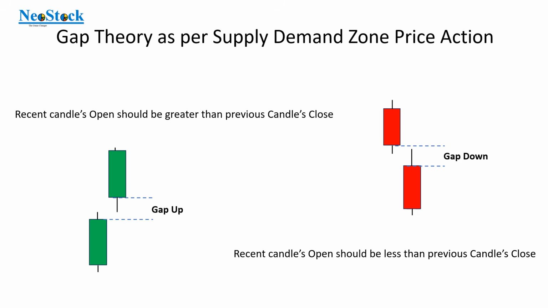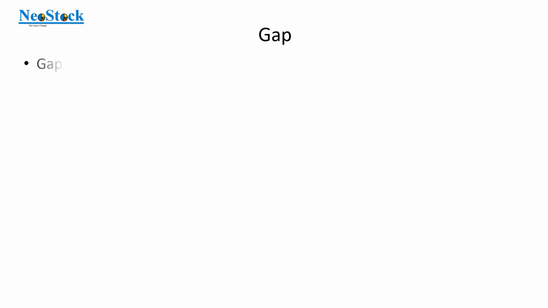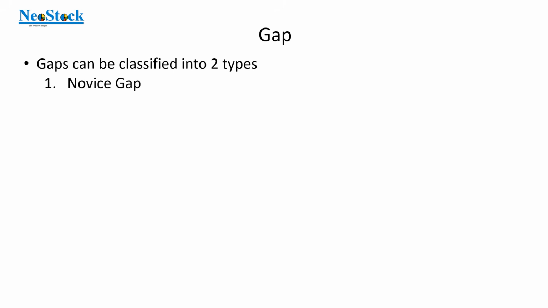Now let us understand the gap theory as per our demand and supply zones point of view. From this point of view, gaps can be classified into two types. One is called Novice Gap, and the second one is Pro Gap, also called Professional Gap, but we will refer to it by the short name Pro Gap.